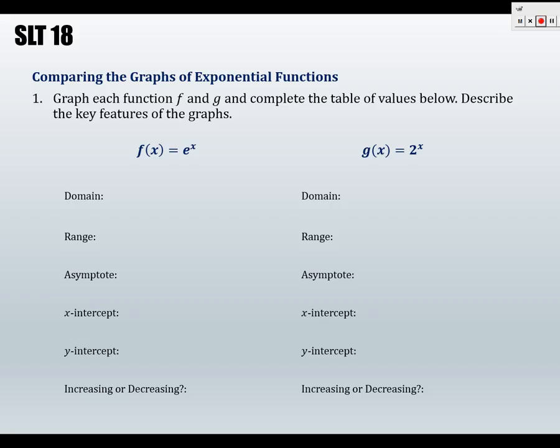Characteristics again. If you want to keep going, that's fine. But let's get these up here at least. Edwin, give us the domain. Okay. And Paulina, what about the range? Yeah, strictly greater than zero. We could write it this way, right? The asymptote. Kevin, what's the asymptote? Yes, y equals zero, which is a horizontal line.